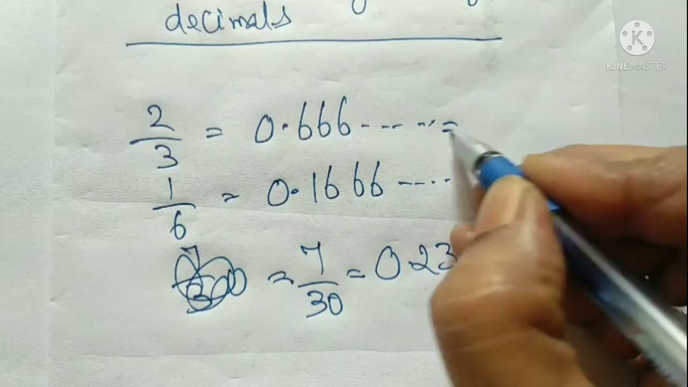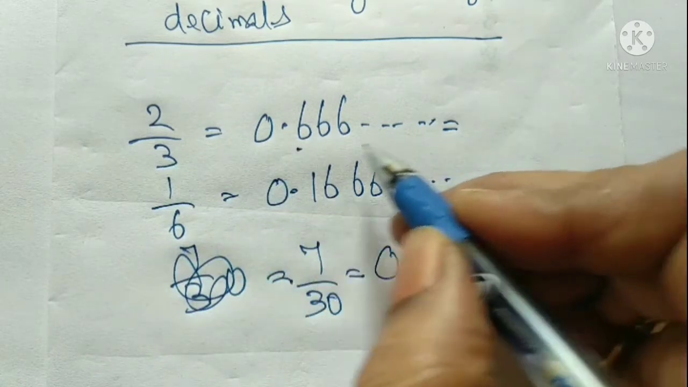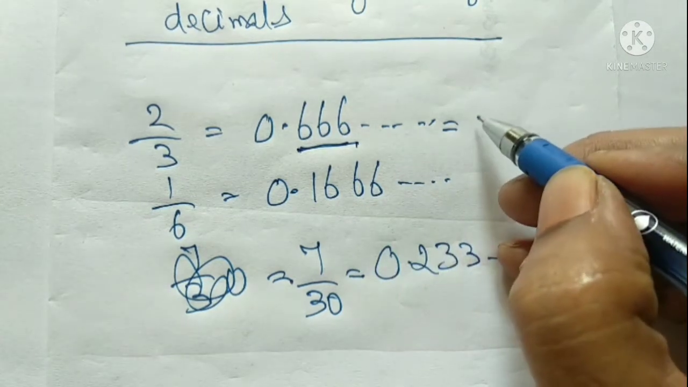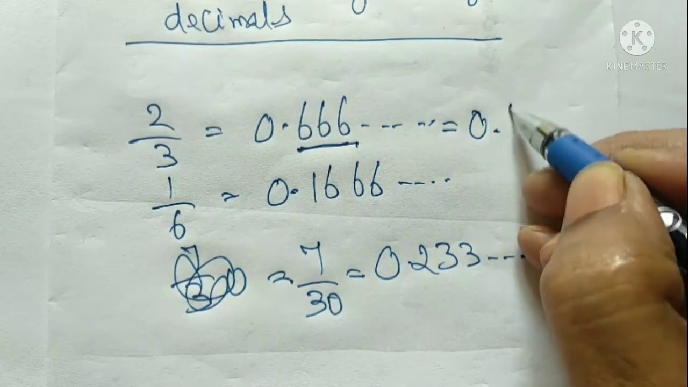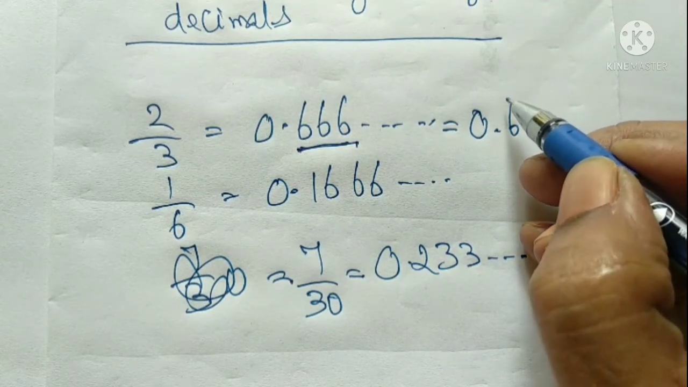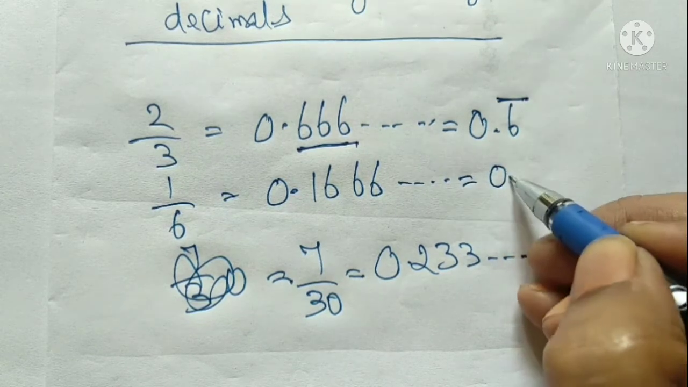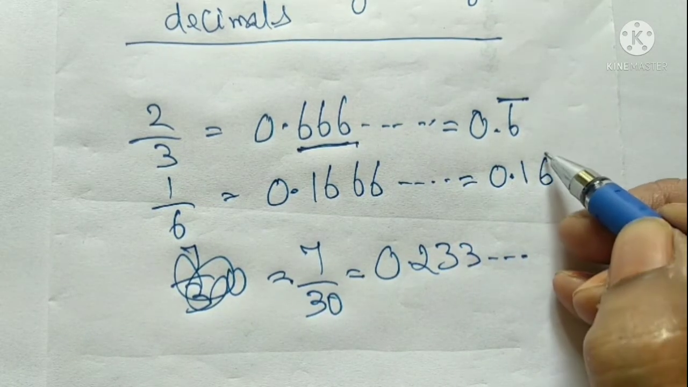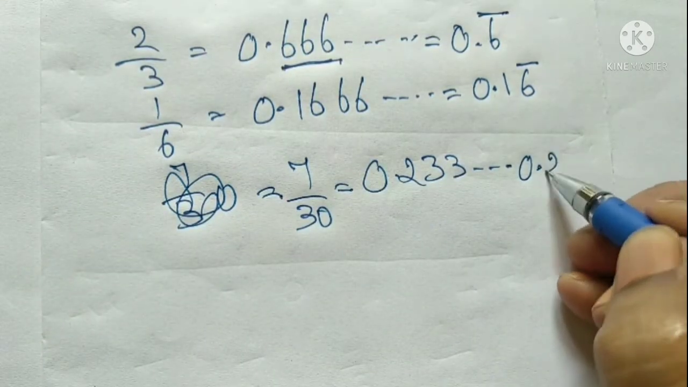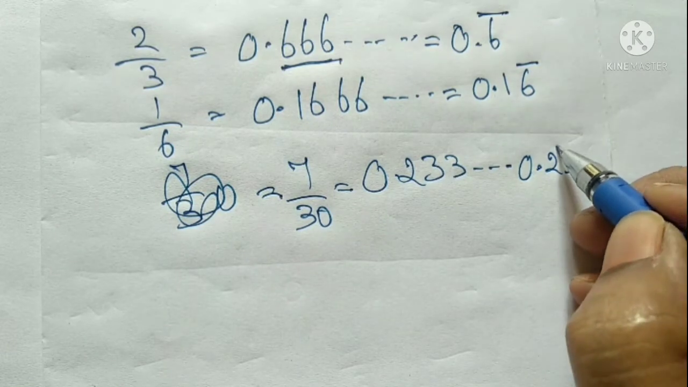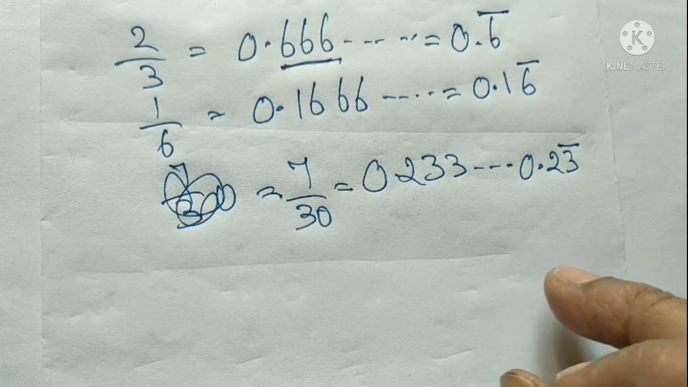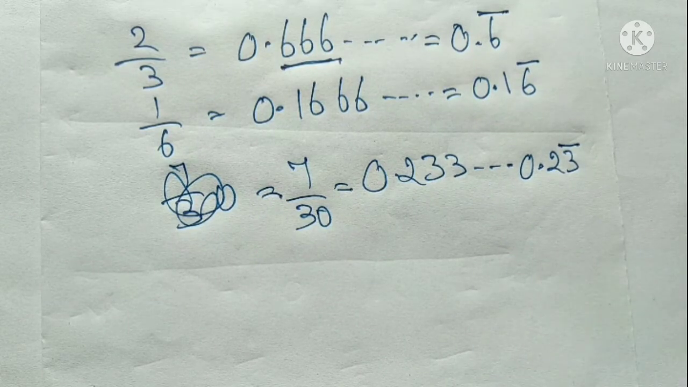0.233 and so on. When these are non-terminating and repeating, we write them as 0.6 with a bar on the top, because 6 is repeating or recurring. So 0.1, 6 is repeating, so we write a bar on 6. And in this case 0.23, we write a bar on 3, means 3 is recurring. So these are called non-terminating recurring decimals.